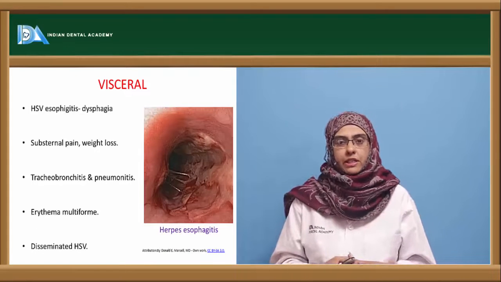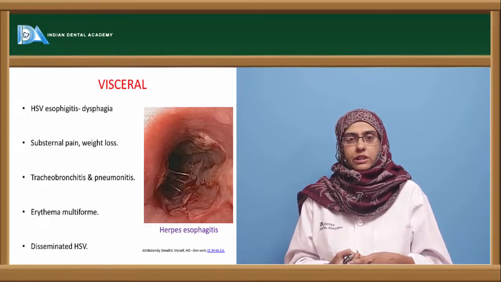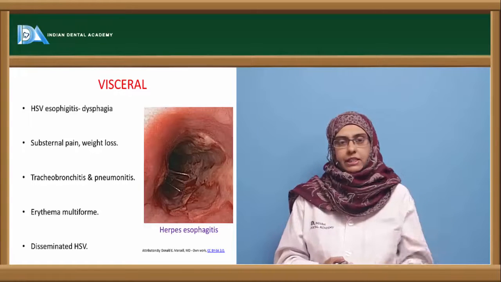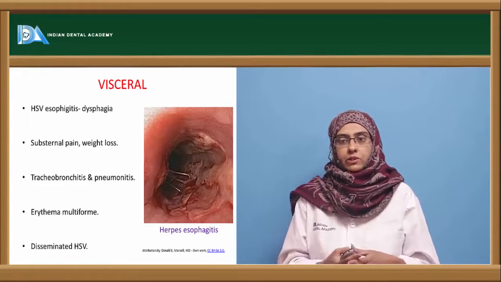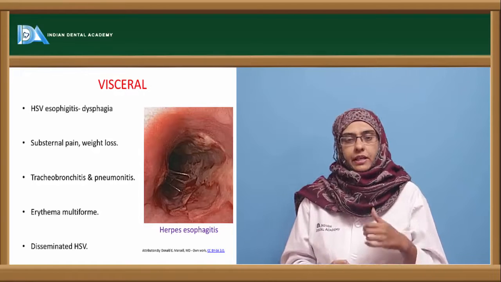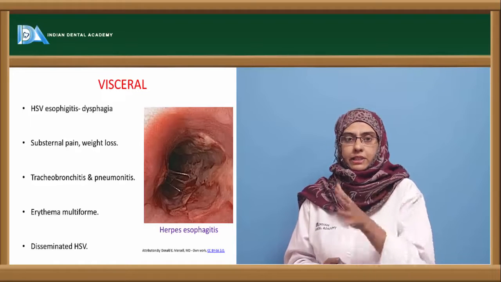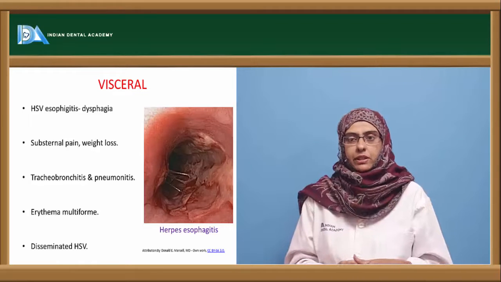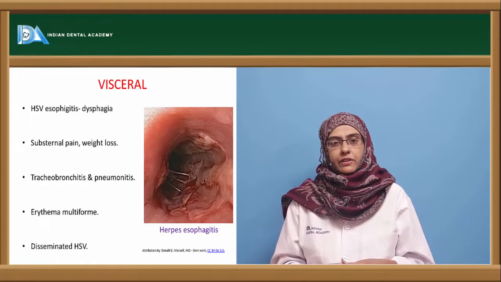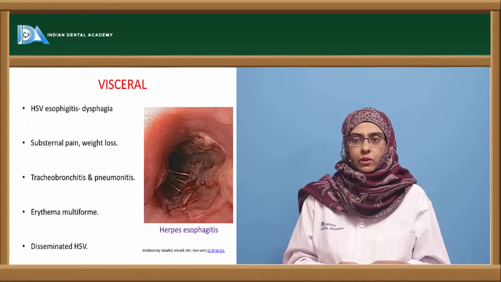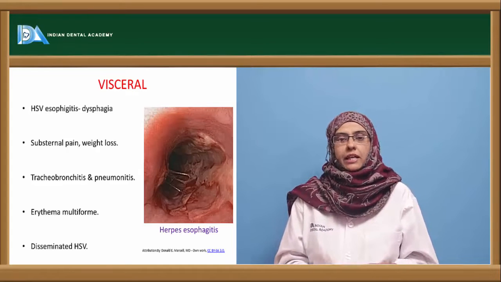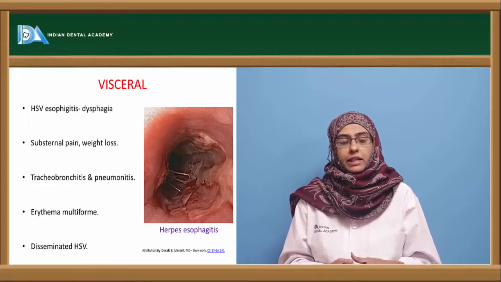Next, coming to the visceral, the organism has the ability to cause HSV esophagitis leading to dysphagia, that is difficulty in swallowing, substernal pain, and constant weight loss can be seen in the person who is suffering from this particular disease. And if the respiratory tract is involved, then it can lead to tracheobronchitis and pneumonitis, and the organism is uncommon in hepatitis.